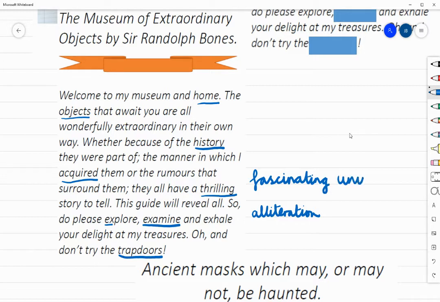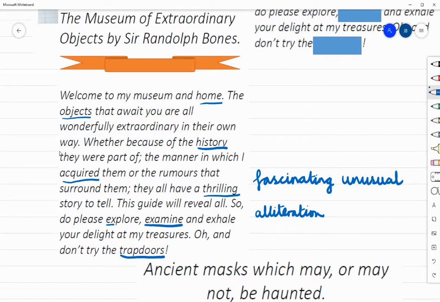Unusual would have worked well in there, if you think about the collection of objects that Mr. Penguin has in his museum. So well done for having a go at that. If you had different words, don't worry. There's no real right or wrong answers as long as they made sense in the paragraph.